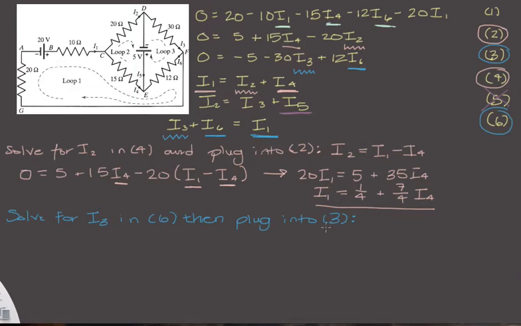Okay, great. So let's do that. So here it is in equation 6. I'm going to solve for I3. This is I1 minus I6. And I'm going to take this I3 and plug it into the I3 that's up here.